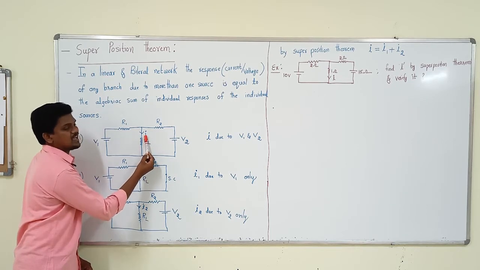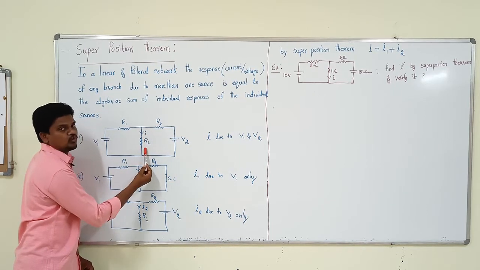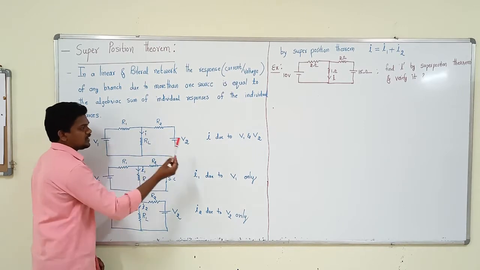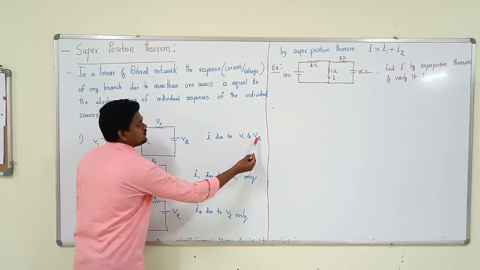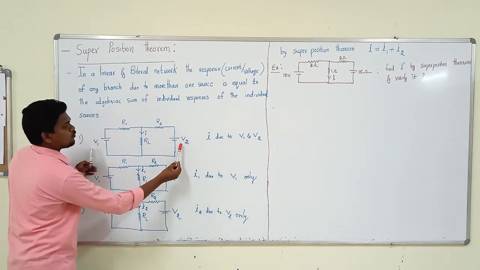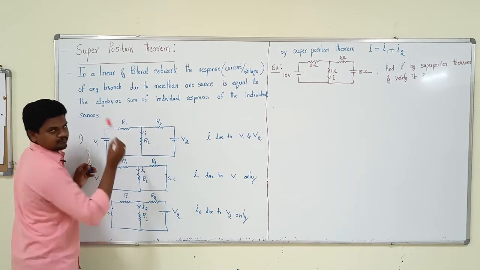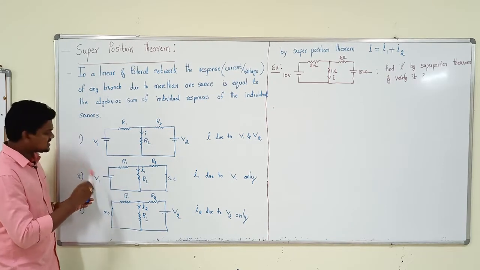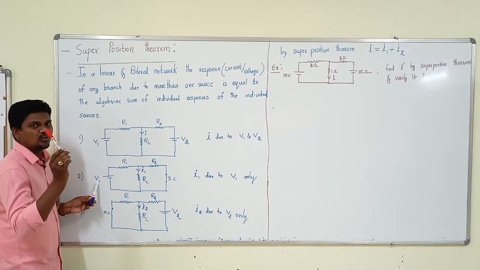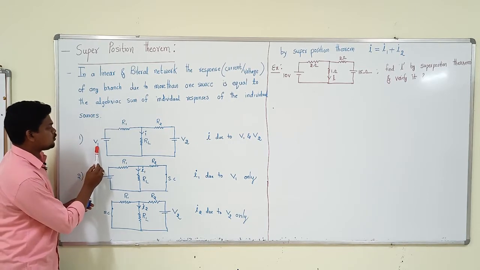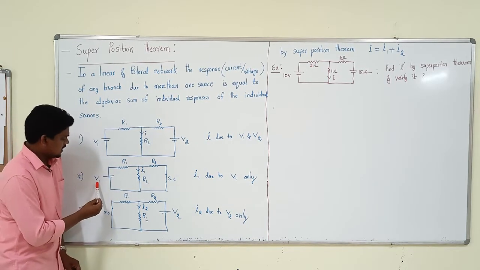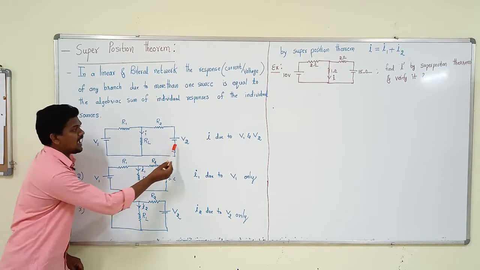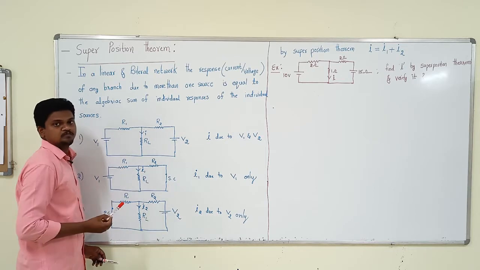The response I consider is a current or voltage, the current of the branch or voltage of the branch. I take I due to V1 and V2, that means V1 and V2 both are acting at RL. In the second case I consider only one source, that means I use only the V1 source, with R1, RL, I2, and I remove the V2 source.